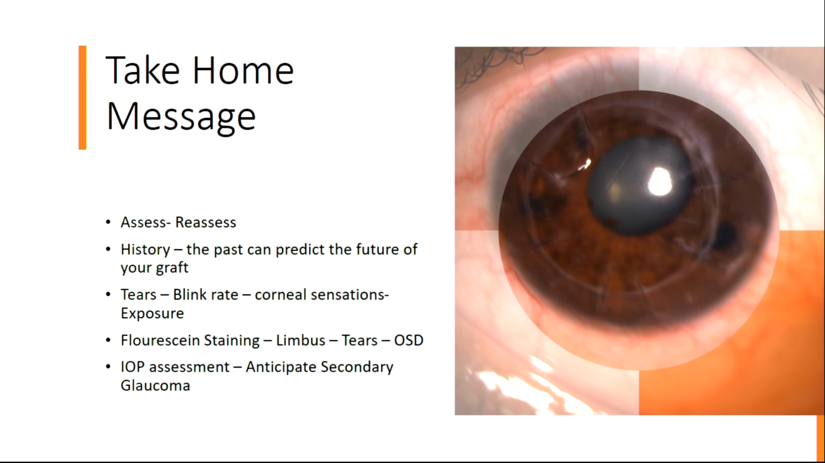My take-home message is on the screen. Always assess, reassess, take the history again and again, because patients mention new things each time. Tears, blink rate, and corneal sensations, or any kind of exposure that you may have noticed will go a long way in deciding what kind of procedure you want to add to your PK. Fluorescein staining, the status of the limbus, any ocular surface disorder, and IOP assessment. If you are in a practice where you are going to do a lot of PKs or you see a lot of corneal scars, I suggest you equip yourself with some glaucoma assessment device, IOP assessment especially, which is appropriate for these corneal scars.